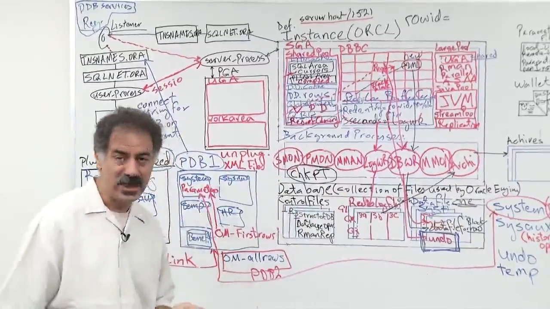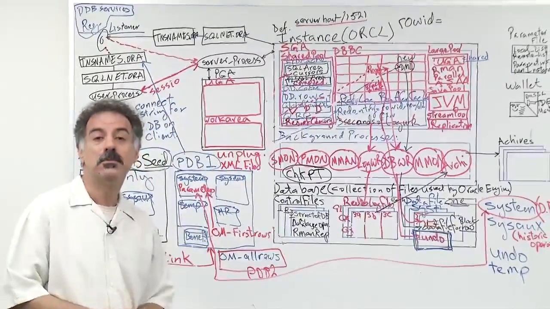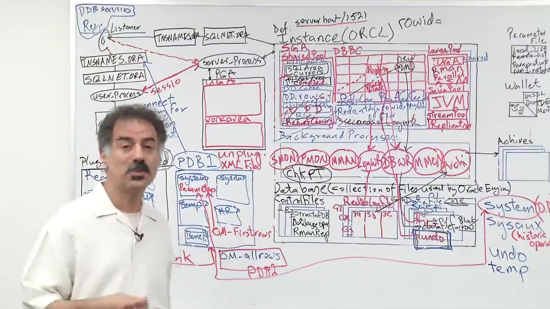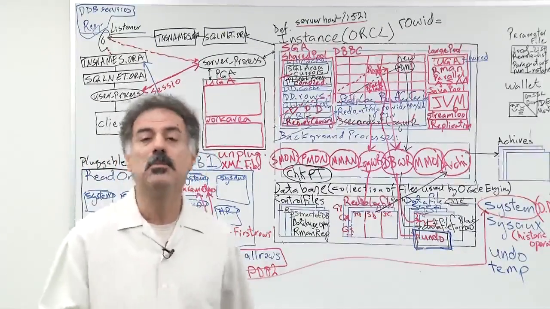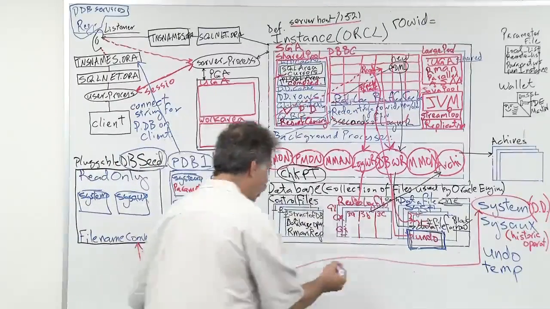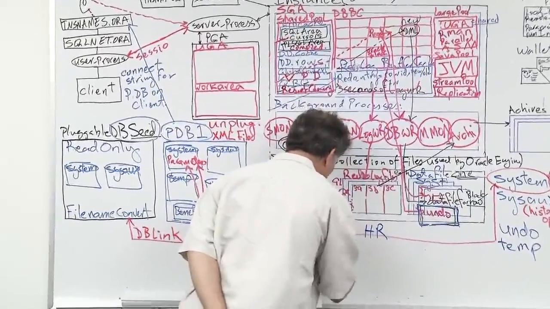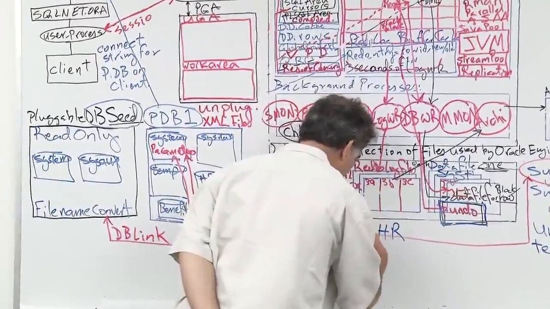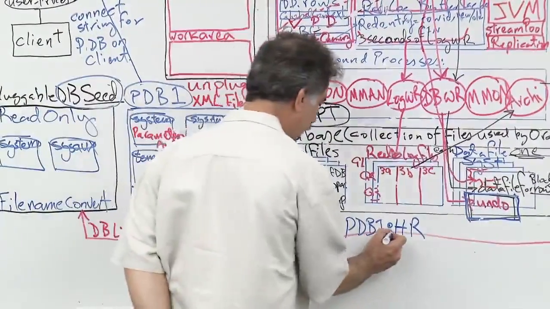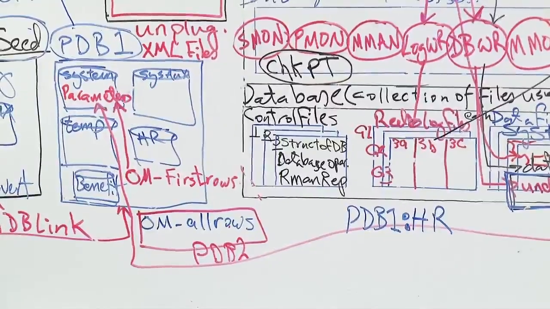So the only thing that is left is, how do we identify all of these structures within the container? Well, simple. We now add the pluggable database name to the object name. So if I have a tablespace HR, now that tablespace is called PDB1:HR. So the tablespace is now qualified with the PDB name. Now we know where they're located.